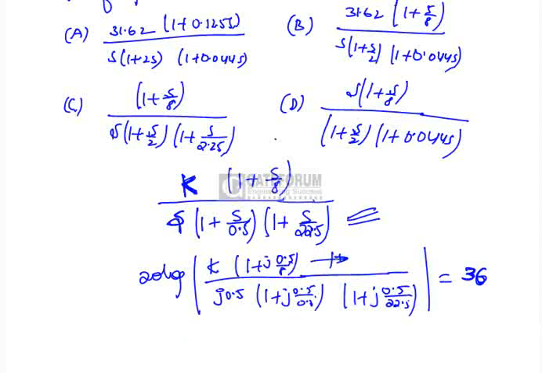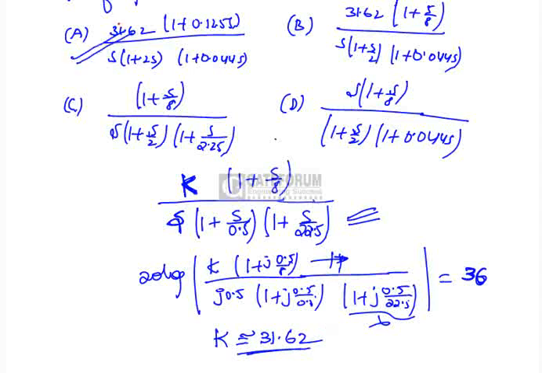This is a numerator term, you can neglect this one because 0.5 by 8 is very small; we can take it as square root of 1 square plus 0.5 by 8 whole square, which is almost 1. Similarly you can neglect this one. Now from this you can find the K value as 31.62 approximately.